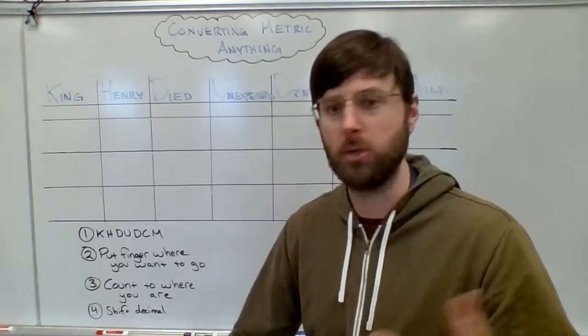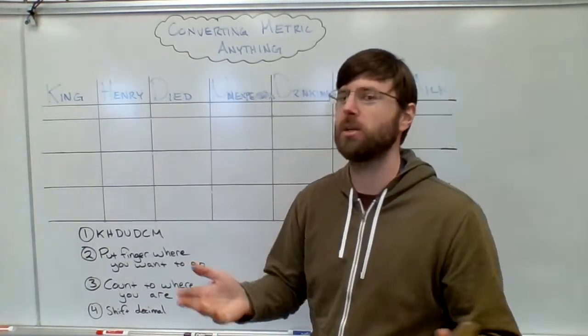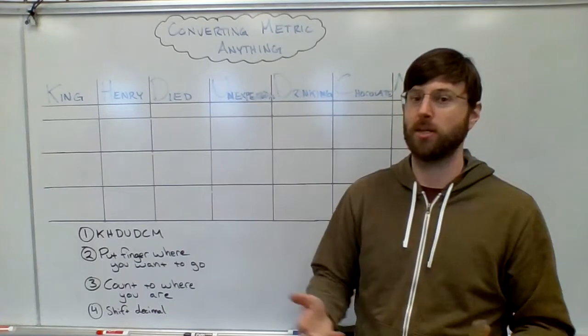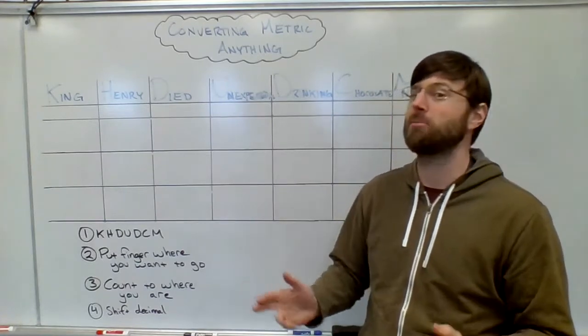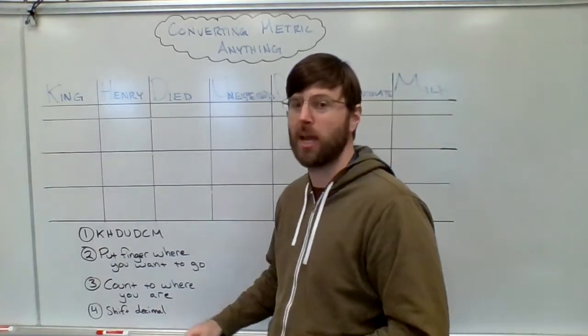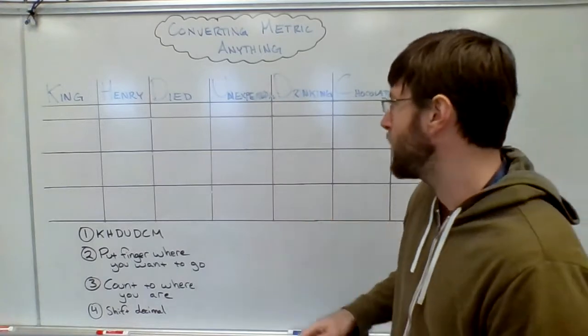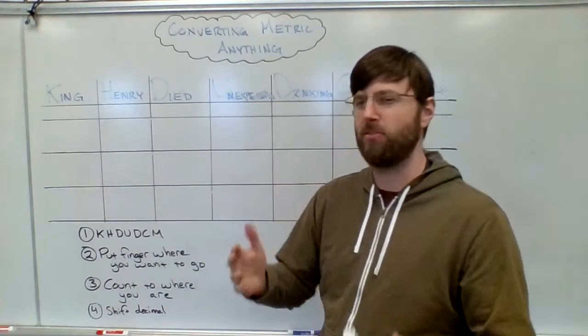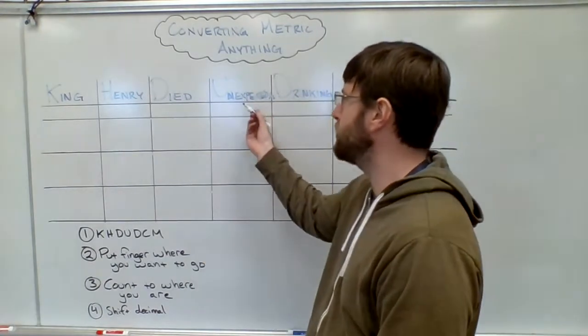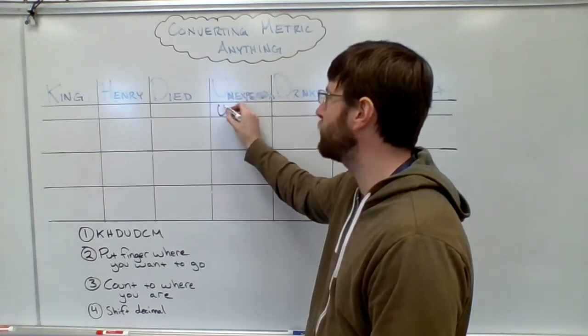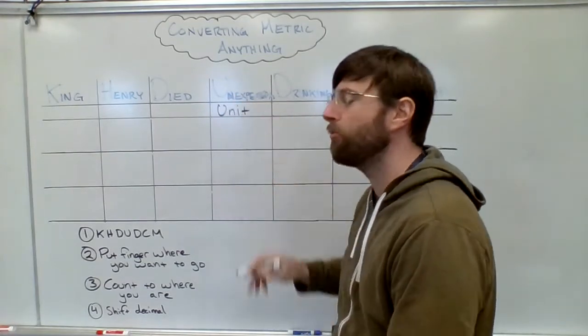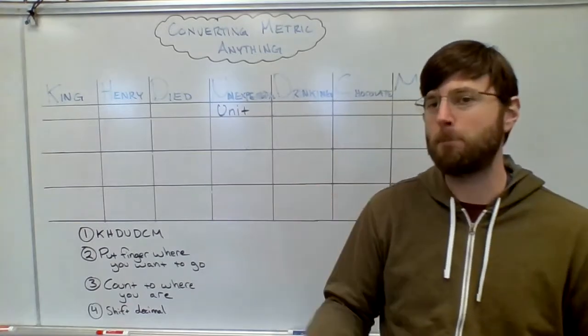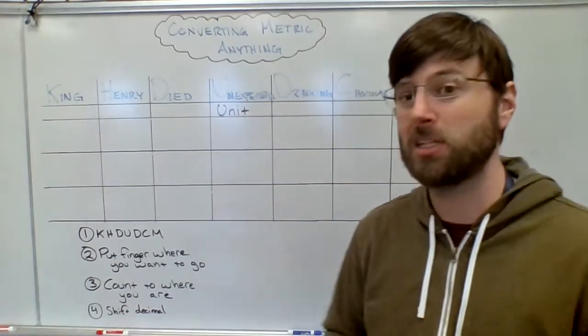Now, why do we do this? The metric system was designed with science in mind, and it was designed with our base 10 math system in mind, and it works out wonderfully. Every type of measurement has a base unit. So the U stands for unit. Every type of measurement has a base unit, and we've already talked about 2 of them.